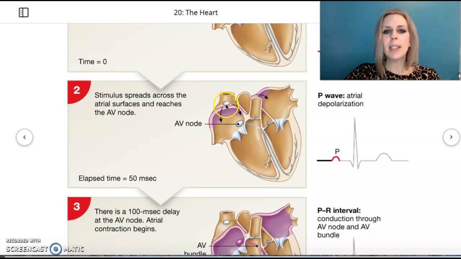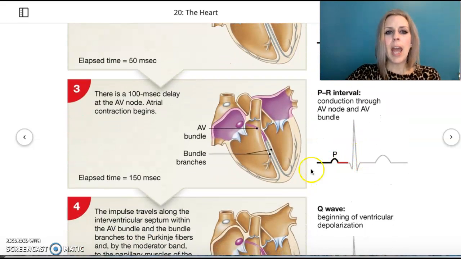Okay, once those pacemaker cells have generated this action potential, this impulse, they're going to travel the internodal pathways. Now we are going from the right to the left side, and the goal here is to head towards the AV node. It takes about 50 milliseconds for the impulse to travel the internodal pathways and reach this AV node that is at this border of the ventricles and the atria. This electrical impulse is going to be measured as our P wave on our ECG. This is your atrial depolarization.